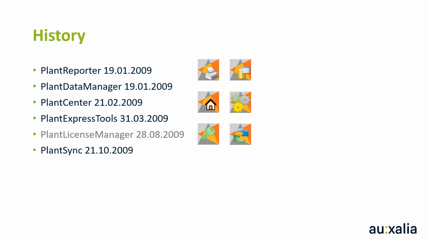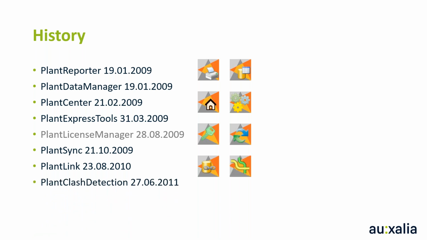Then came Plant Sync, and I will say a few words later on. That was triggered and paid for partly by GE Jenbacher at that time in Austria. Now it's Innio Jenbacher. I will mention that again later on. Plant Link was also developed then in 2010. Then came Plant Clash Detection 2011, and the last plant tool we actually developed was Plant Spec Driven. That was also paid by a customer.